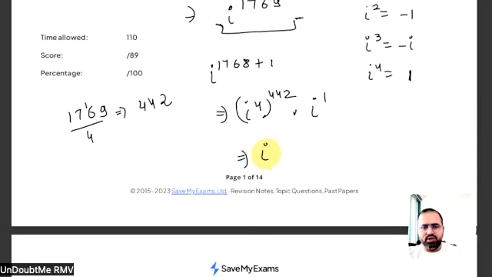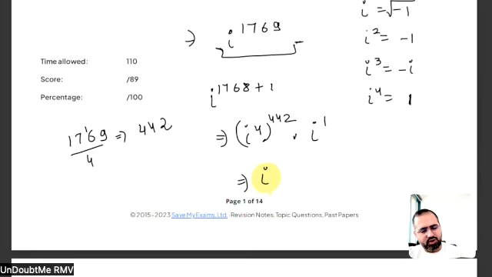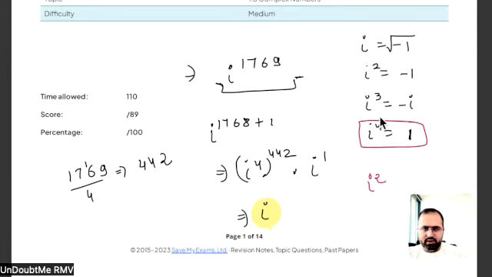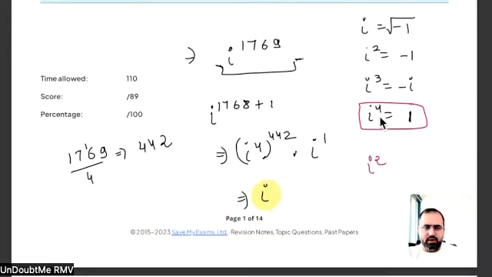Just to make sure whether you are clear with this method or not, I'll give you one more similar question. So why did you divide by 4? Because i to the power 4 is 1. Okay, sir. So 1 is easy to handle. 1 to any power will be 1. So that's why we'll try to get everything in the form of i to the power 4, as much as we can.